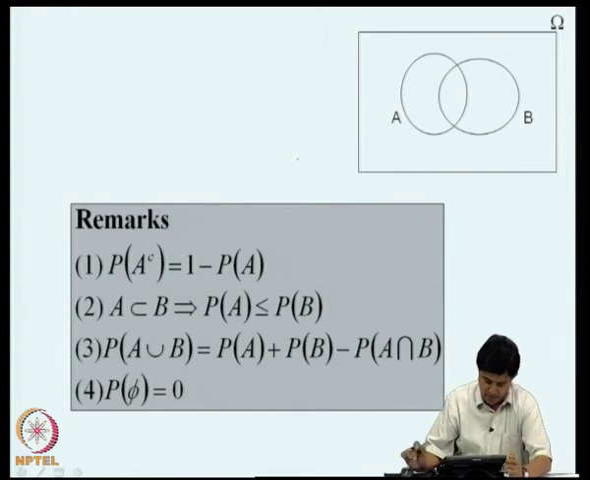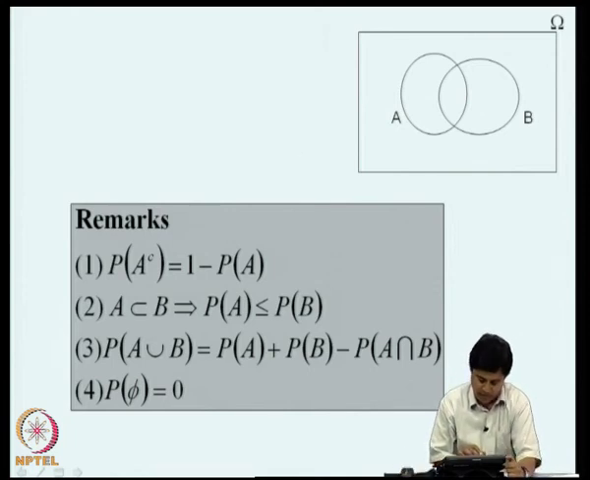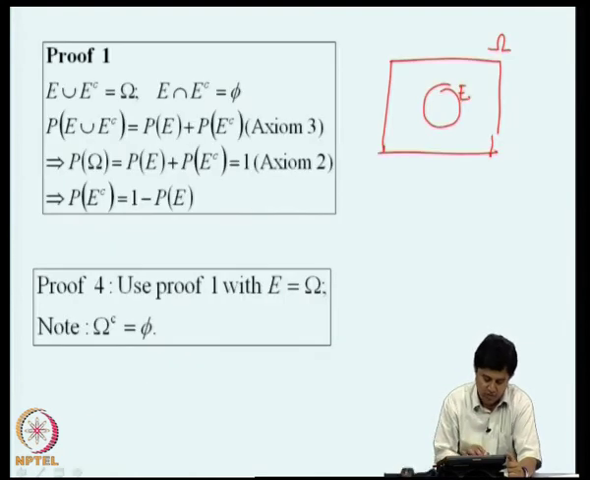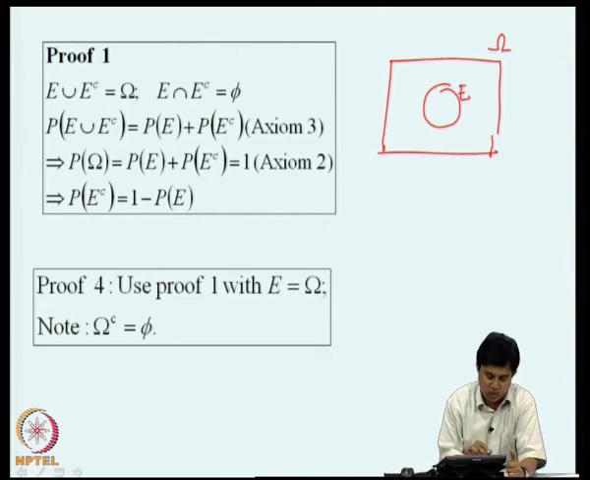Now, let us come to the fourth axiom, probability of null set is 0. That can be shown by using this proof where we take E as the sample space itself. From that we can show that probability of omega complement, which is a null set, is 1 minus probability of omega, therefore, 1 minus 1 is 0. So, that is how it is.